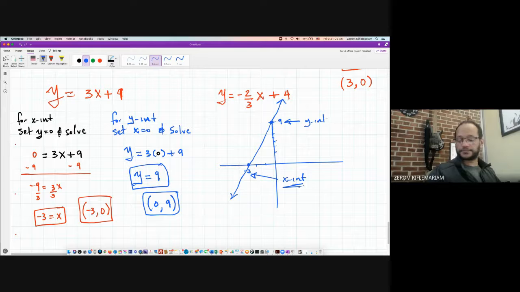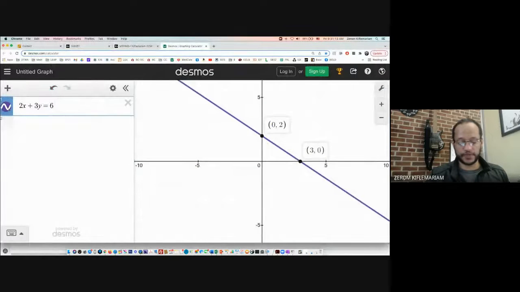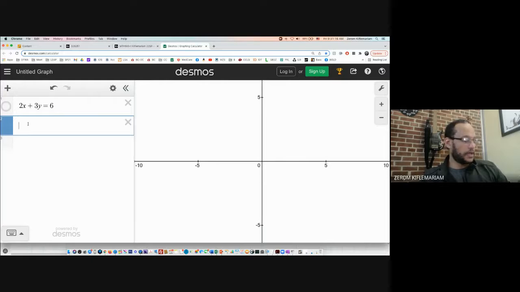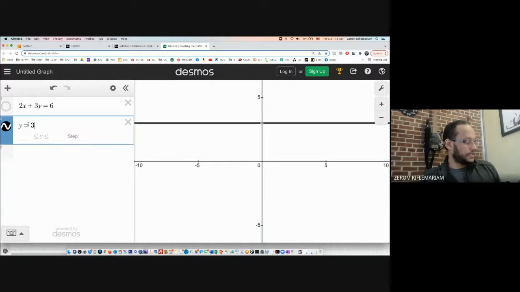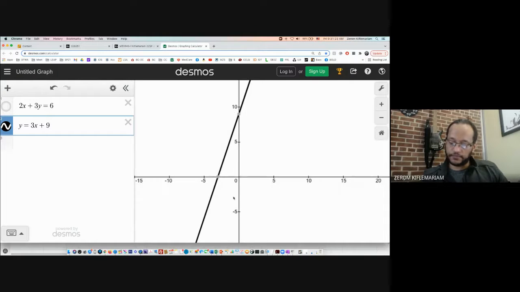So let's do this quickly. Y is equal to 3x plus 9. Just for your eyes, y is equal to 3x plus 9. My x-intercept was at negative 3. My y-intercept was at 9. So not a big deal. If we apply that, we should be okay. For the x-intercept, we always make the y 0. For the y-intercept, we make the x 0.